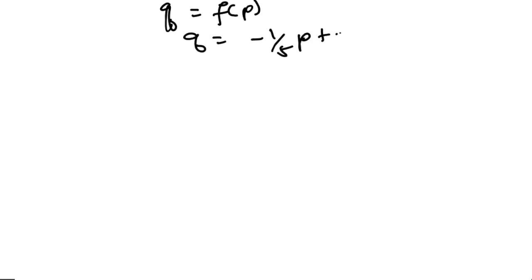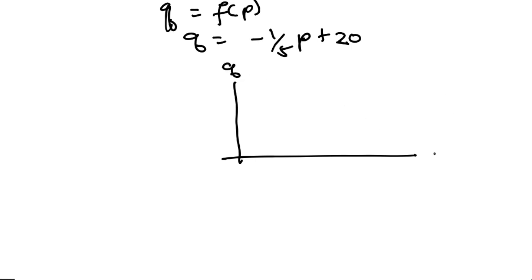I change the whole thing. If you get confused, you can always consult me, but I just show you two different things at the same time using the same function. So you recall Q as a function of P, Q is equivalent to minus 1/5 P plus 20, isn't it?